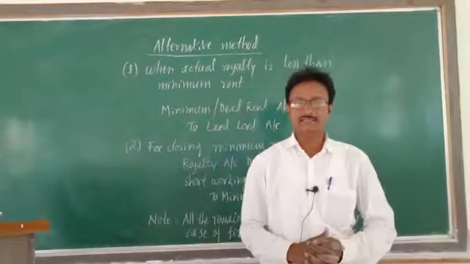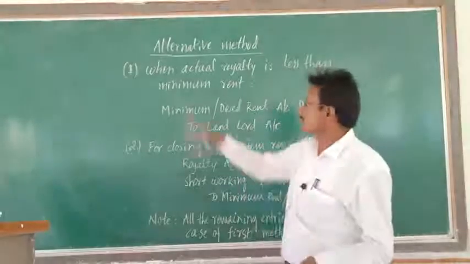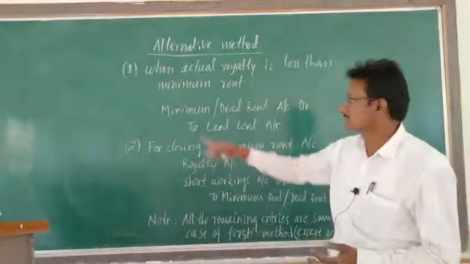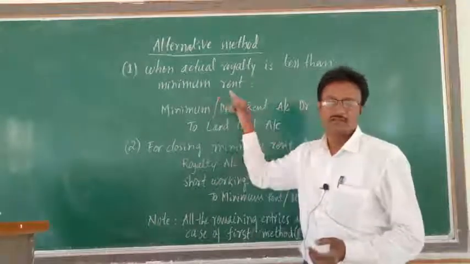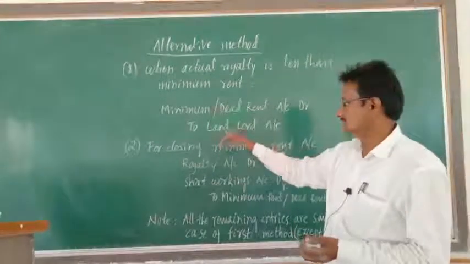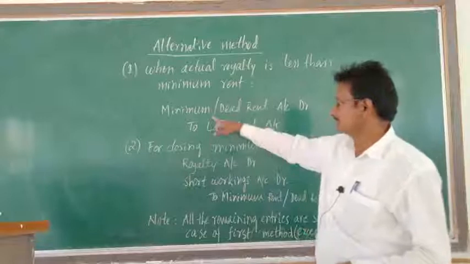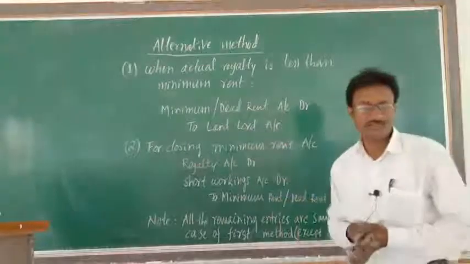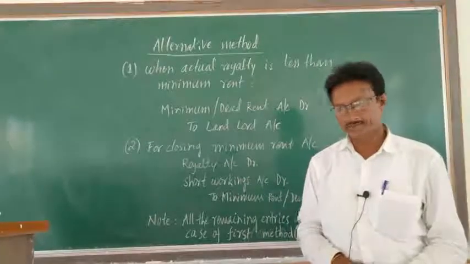For passing journal entries, there is another alternative method. So, as per the alternative method, when actual royalty is less than minimum rent, then we have to debit minimum or dead rent account, and credit is given to landlord account. So the journal entry is minimum rent or dead rent account debit to landlord account, and the next entry will be passed for closing minimum rent account.